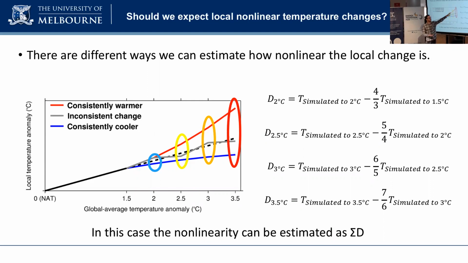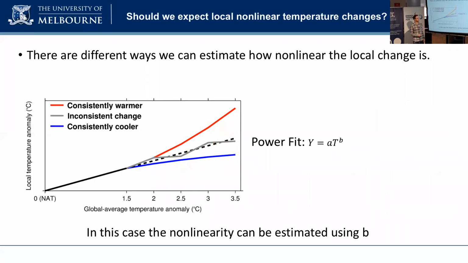So is warming at 2 degrees just actually 4/3 of 1.5 degrees, or is it different from that? How different is it from that? And so forth. So you can do this for multiple levels of global warming, and you can add them together as well. So I've called this the sum of departures method. But another method is just to do a power fit. So just to see, if you fit with a curve, is the power b greater than or less than 1? So I did this as well.